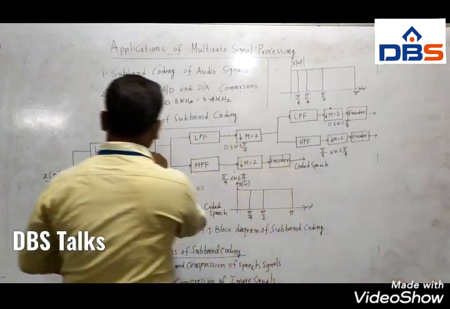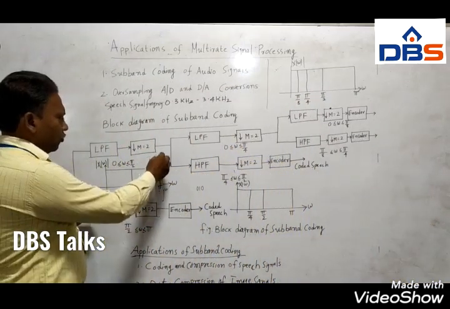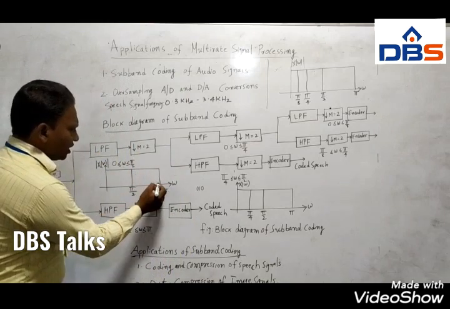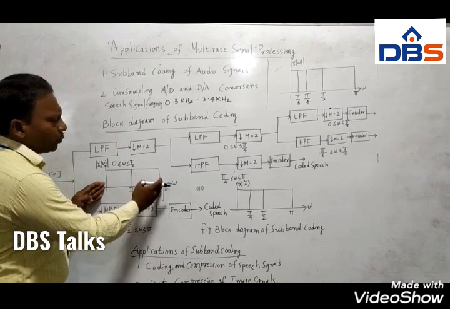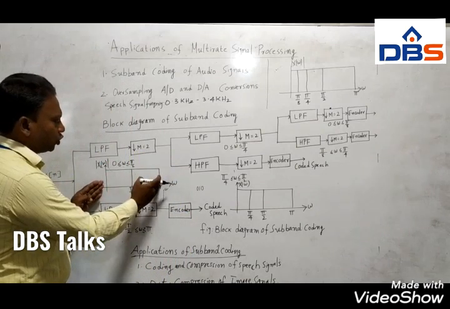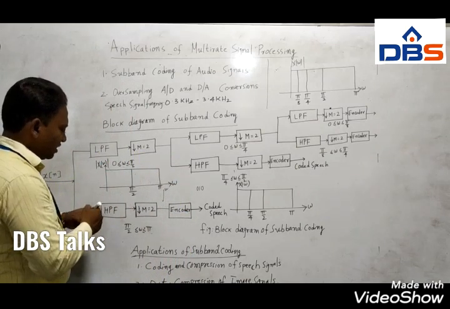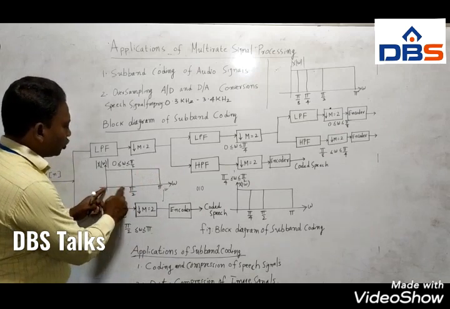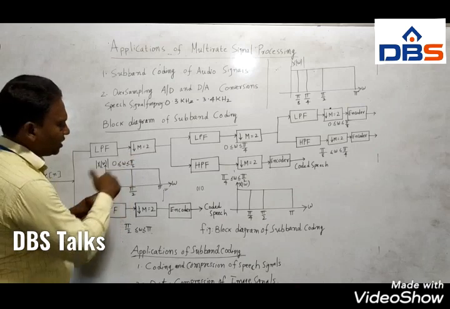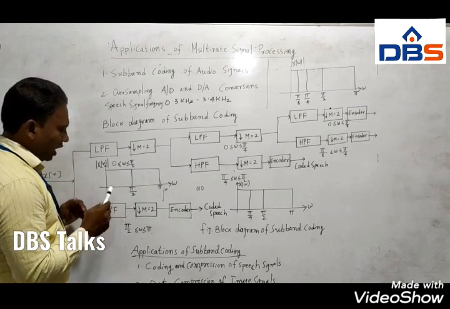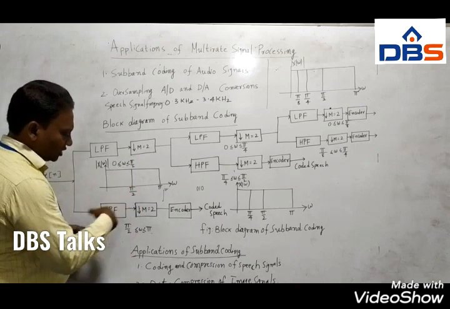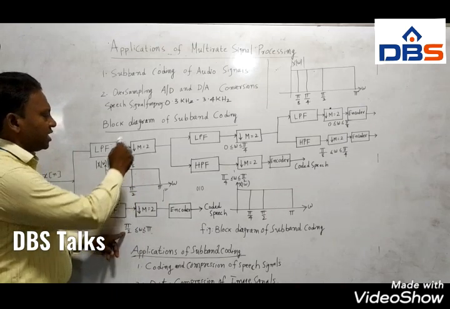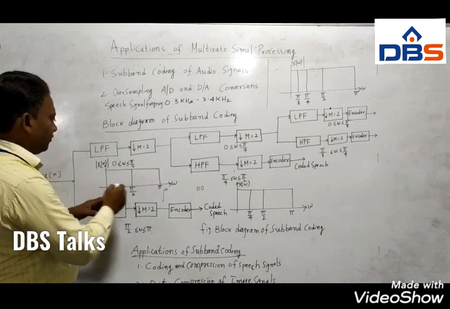Now see, this m is 2. After completion of these two, originally the spectrum is from 0 to pi. Now what is happening is, you can clearly observe here, the spectrum is divided into 0 to pi by 2. That is what is happening here, 0 to pi by 2. And after that, in the bottom branch, from pi by 2 to pi. That is what we have to understand from this discussion.